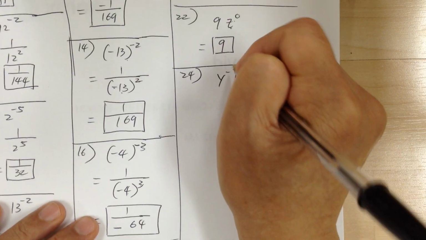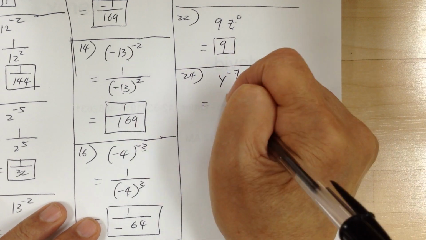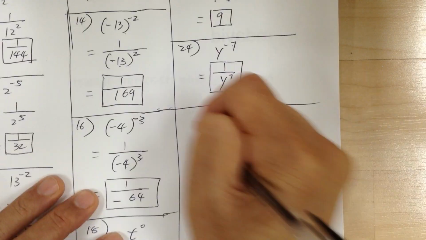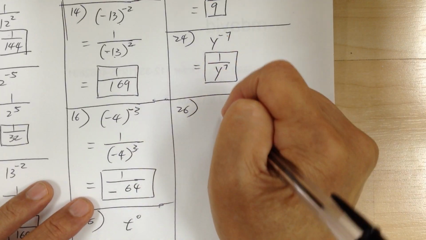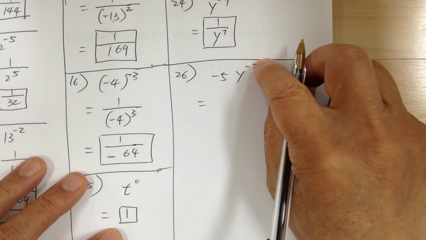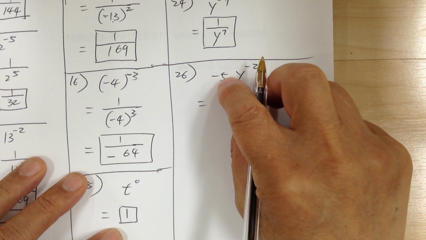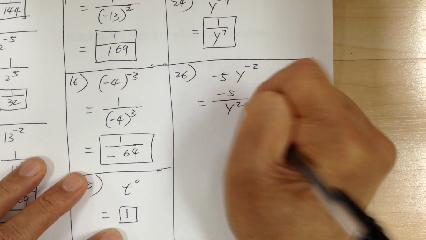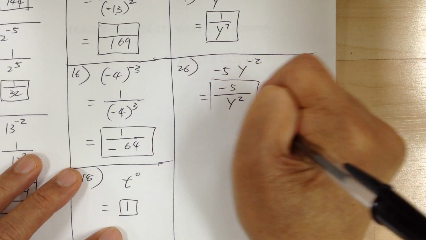y to the negative 7 power. So you use the negative exponent to flip it over, and that's it. Negative 5y to the negative 2 power. So the exponent is only for the y, not for the negative 5. So negative 5 stays, and the y gets flipped to the bottom, and then that's it.